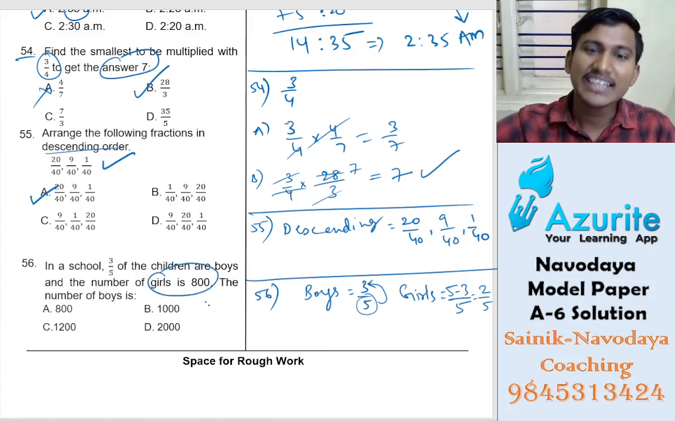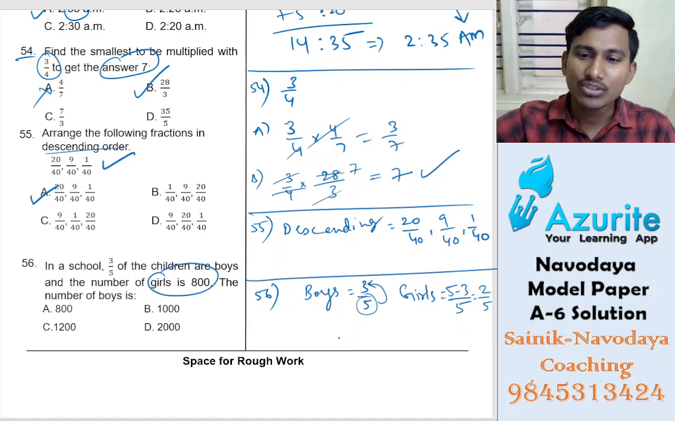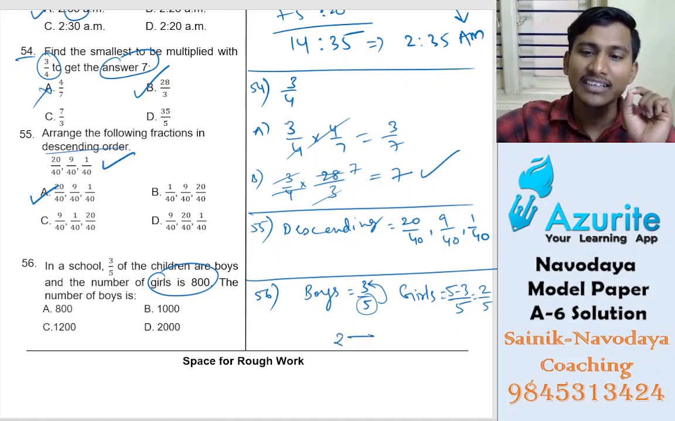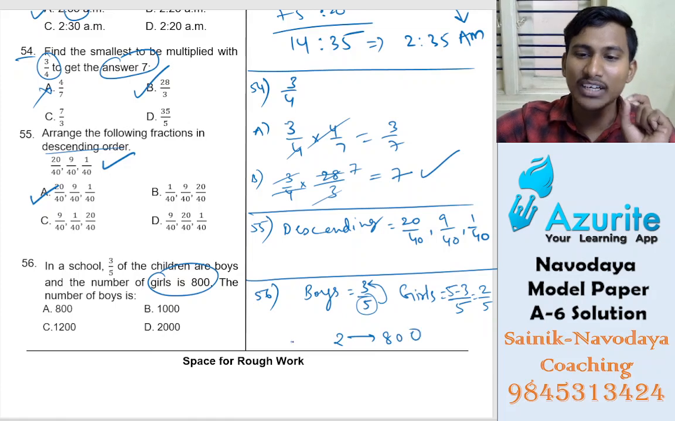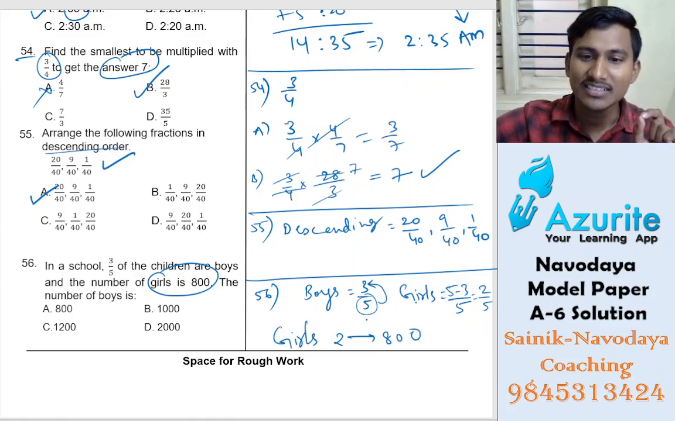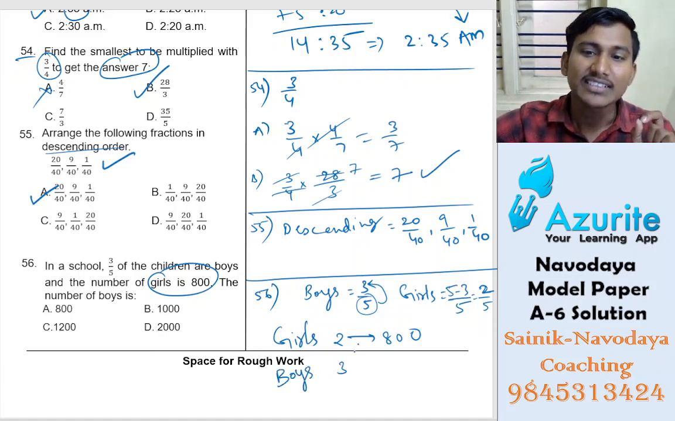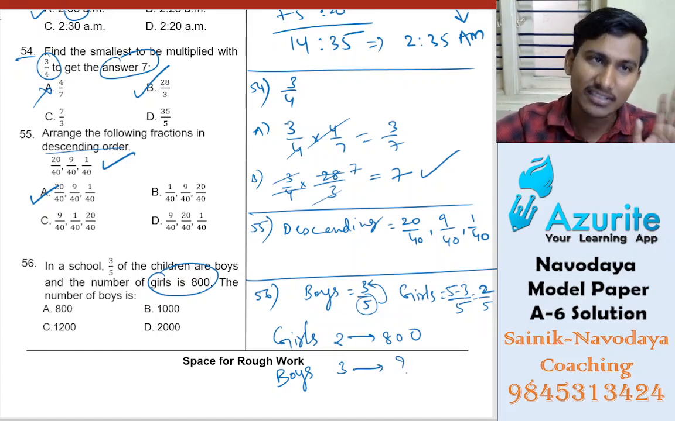So girls are 800. So girls means 2 by 5. 2 are girls here. 2 by 5 means 2 are girls. So 2 is 800. Now boys are what? Boys are 3. So 3 will be question mark. You cross multiply, you will get the answer.